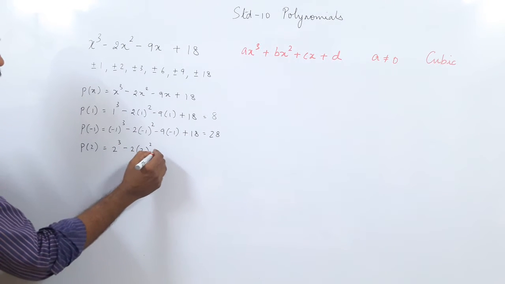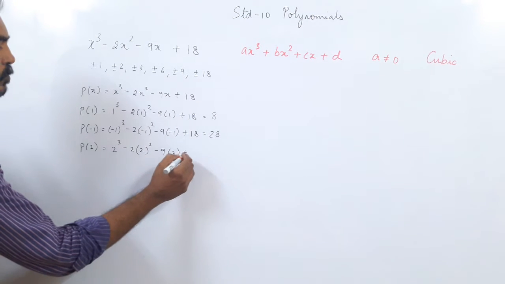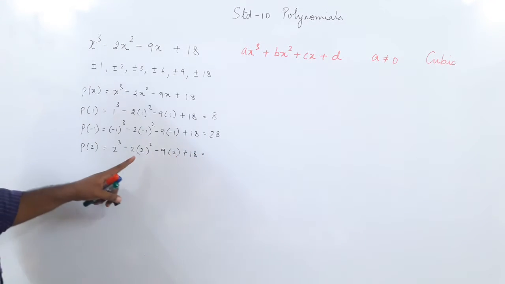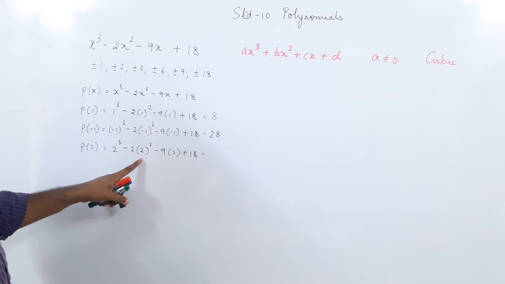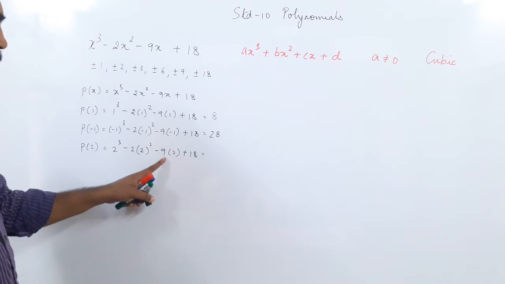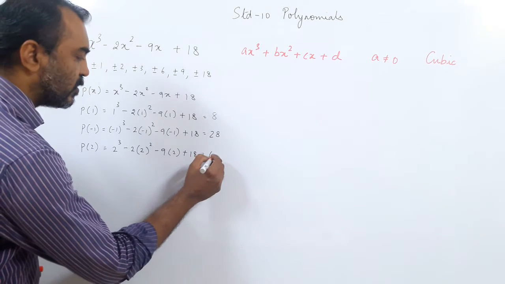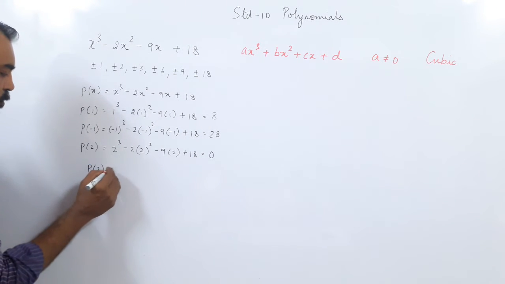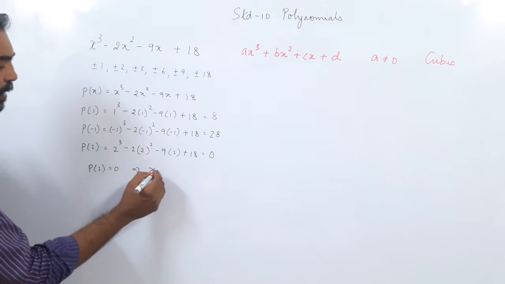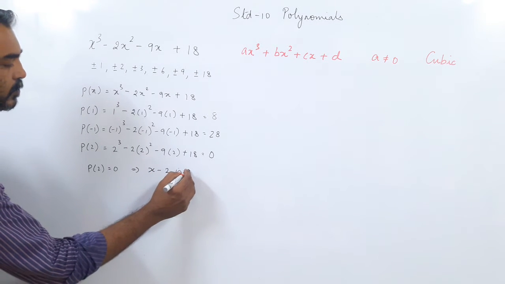2 into 2 square minus 9 into 2 plus 18. 2 square is 4. 4 2s are 8. 2 cube is 8. 8 minus 8 is 0. 9 2s are 18. Minus 18 plus 18 is 0. So this gave us a 0. So p of 2 equal to 0 implies x minus 2 is a factor.